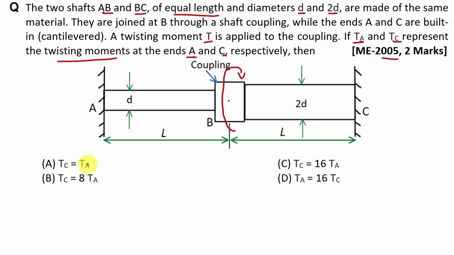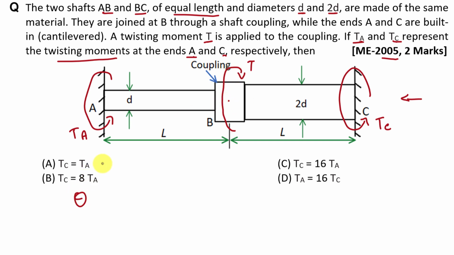Fine. Here actually this TA and TC are the reactions at these ends, right? Let's say here this twisting moment T is applied in clockwise direction when we view from this side. And if we apply this twisting moment in clockwise direction, then reactions will be in anti-clockwise direction at these ends, right? Here the reaction is TA and here the reaction is TC. Fine. We have discussed this type of question in the theory part, but here a little bit of variation is there.